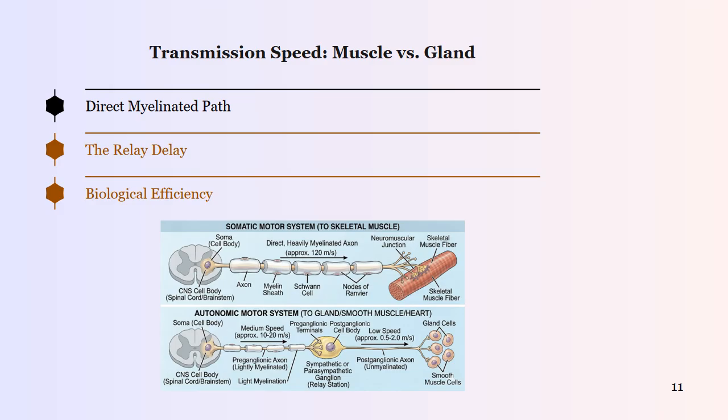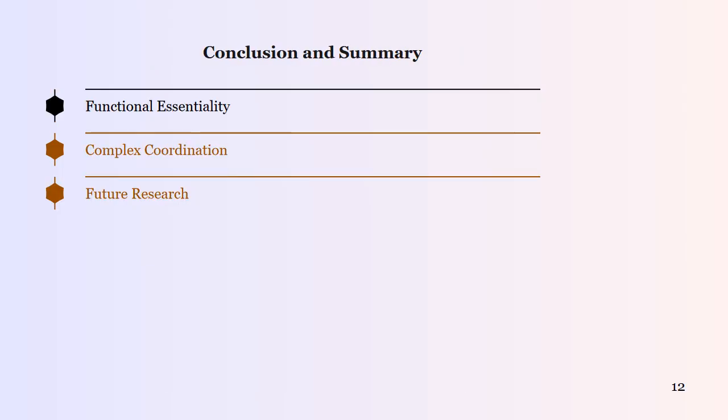11. Transmission speed, muscle versus gland. Direct myelinated path. Somatic nerves to muscles are heavily myelinated and direct, prioritizing high-speed 120 meters per second transmission for rapid physical response. The relay delay. Autonomic paths to glands use a two-neuron relay. The synaptic pause at the ganglion and lack of myelin on the second neuron result in much slower speeds. Biological efficiency. Slower speeds are sufficient for glands and smooth muscle, as these targets regulate steady-state physiological functions rather than emergency movements.